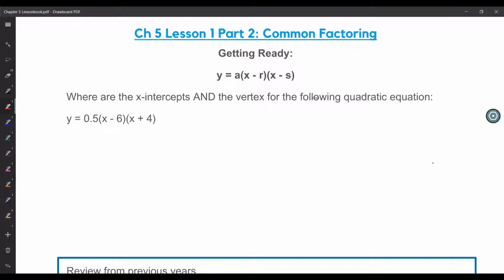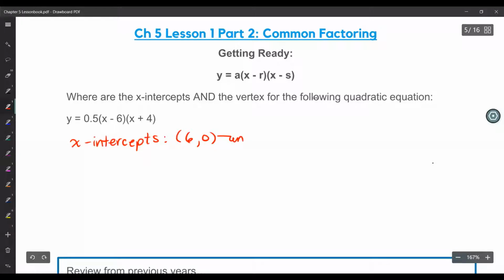Lexi? Wouldn't it be negative 6, 4? Close. Melody, do you want to add to that? Would it be 6, 0 and negative 4, 0? Right. So we have to remember that we have to switch the signs that we see. So the x-intercepts are 6, 0 and negative 4, 0.